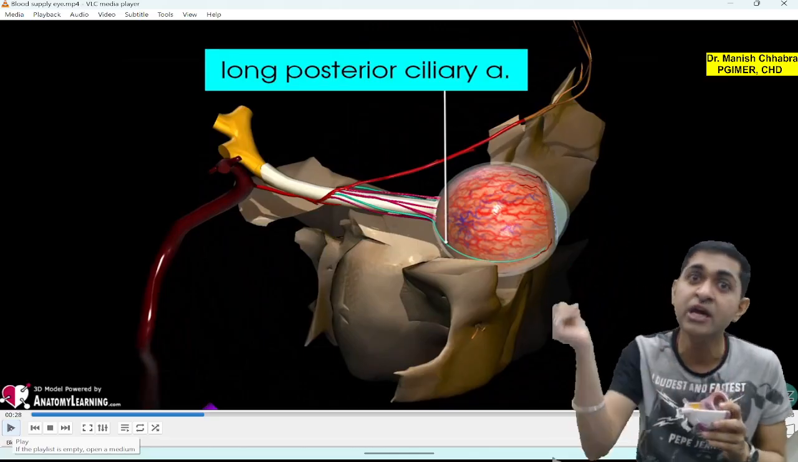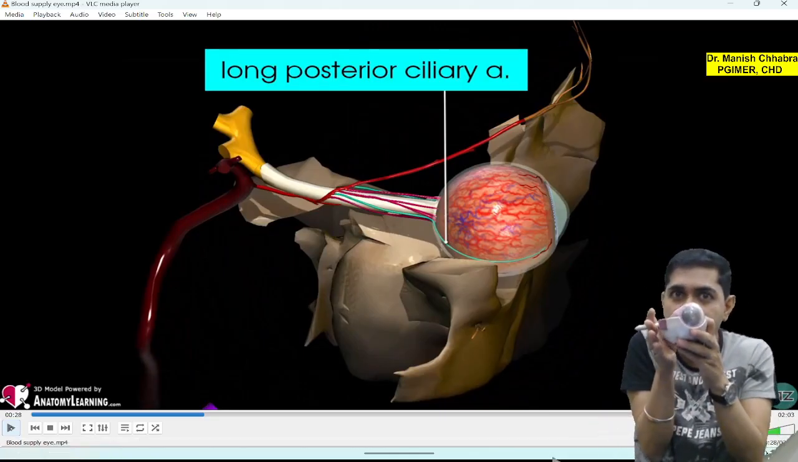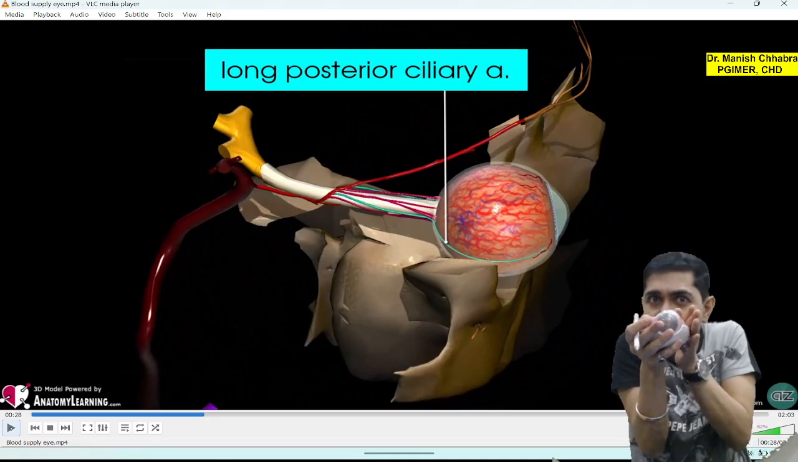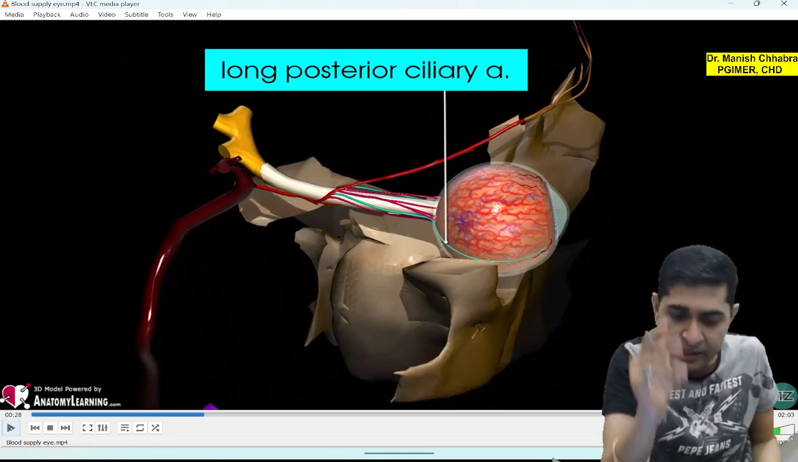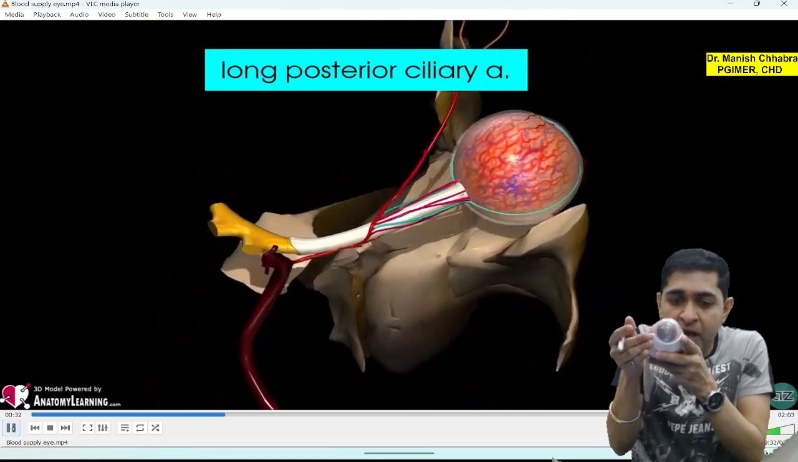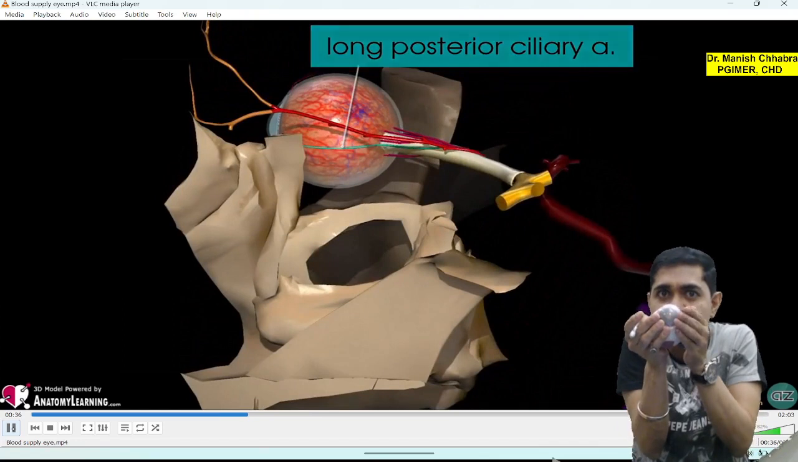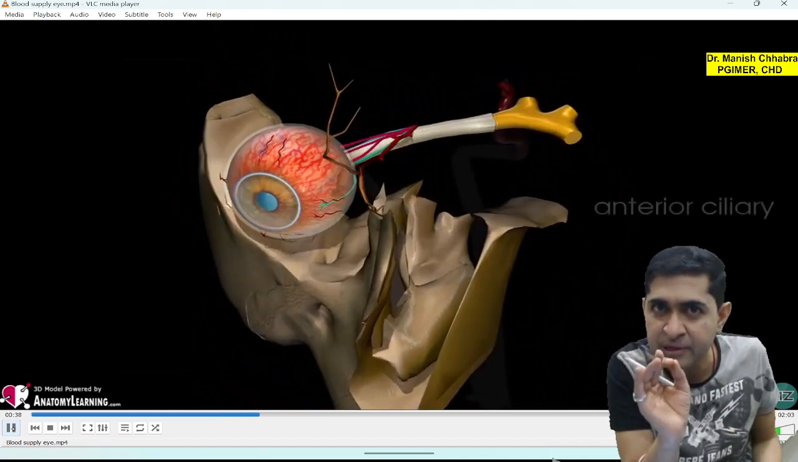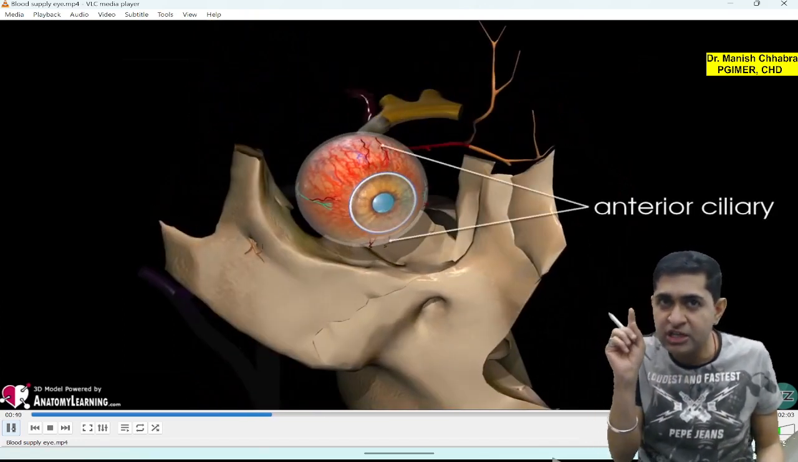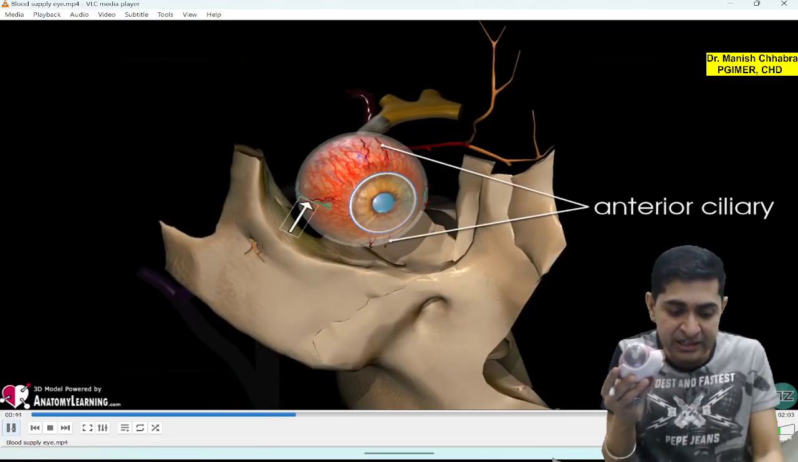Now coming over to the next set of vessels, which are long posterior ciliary arteries, one on the temporal side, another on the nasal side. So these are two in number, as you can see in the video, and they are going up to the root of the iris. Is it understandable? So short posterior ciliary vessels, long posterior ciliary vessels, then there are anterior ciliary vessels.